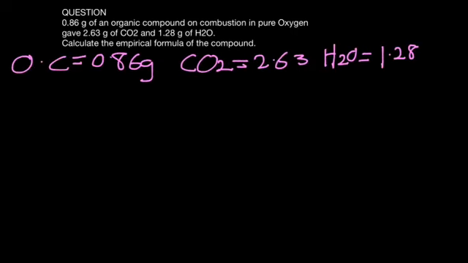Now we are going to find the percentage of carbon and the percentage of hydrogen we have in the compound. So let's go ahead. We know that the molar mass of carbon is 12, that of hydrogen is 1. So from the information we have right here, we are going to see how we can use this to get the mass of carbon, starting with the carbon dioxide.